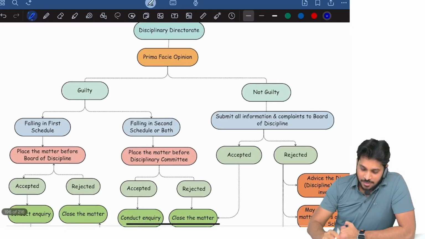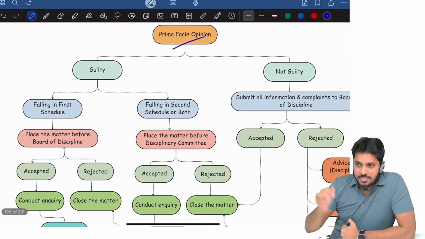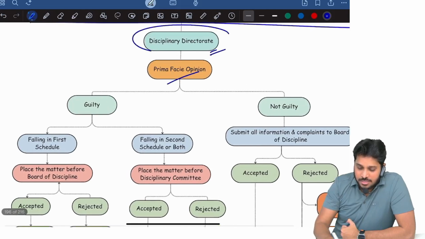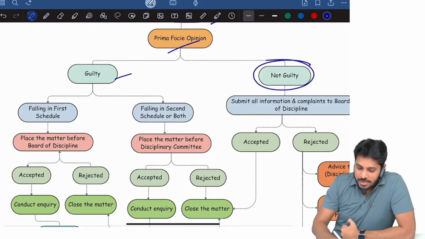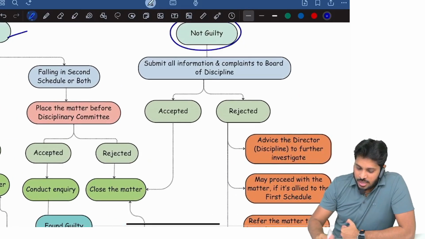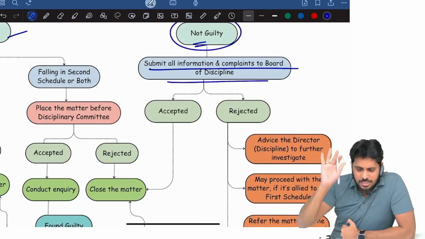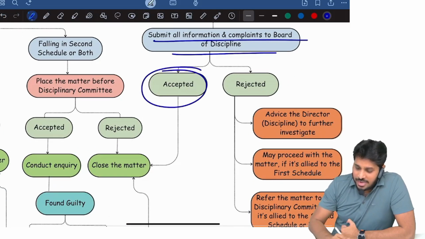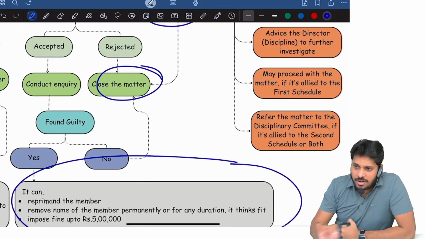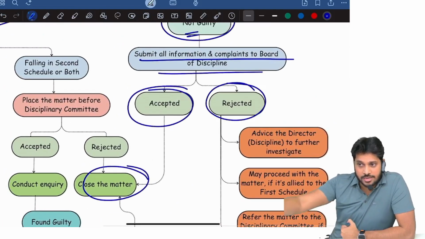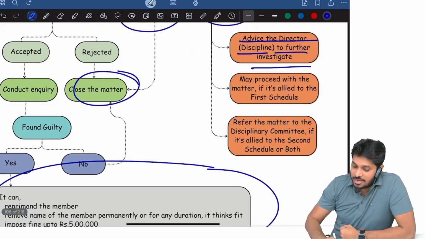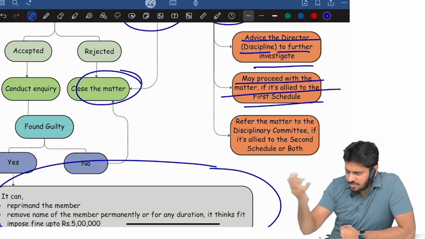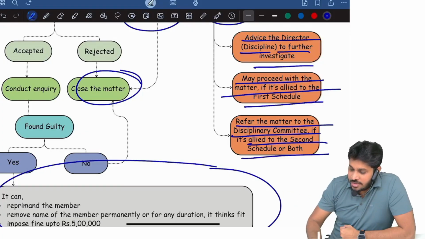Next, the disciplinary directorate, prima facie. When you file a complaint, the person receiving and monitoring it is the disciplinary directorate. He will see primarily, based on the complaint, guilty or not guilty. If not guilty, he will submit the information to the Board of Discipline. If the Board of Discipline accepts that it is not guilty, they close the matter, no further action. Suppose the Board of Discipline rejects that, saying the complaint is valid. Then it will advise the disciplinary director to further investigate or proceed with the matter if it is a first schedule, or refer the matter to the disciplinary committee if it is a second schedule.